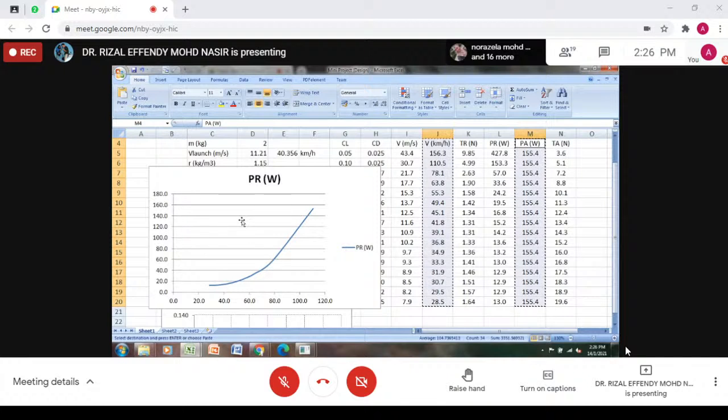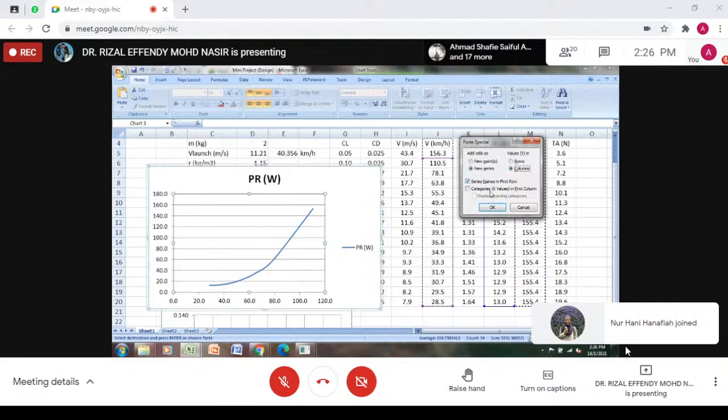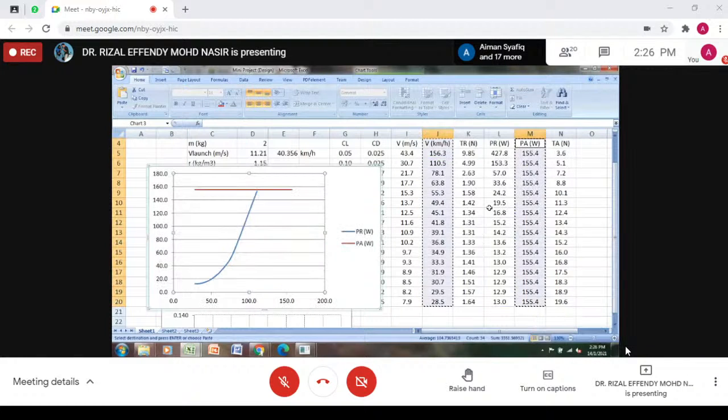copy, klik kat sini, paste special, new series, values Y in column, series name in the first row, and X category, X value in the first column, OK. There you go, that's the one. Okay, so as you can see that the power required yang dekat sini 153.4, a little bit too low.